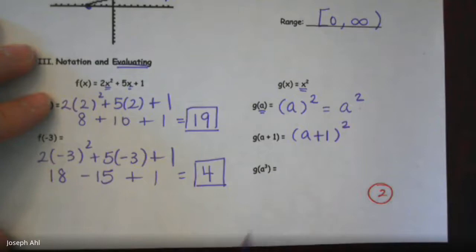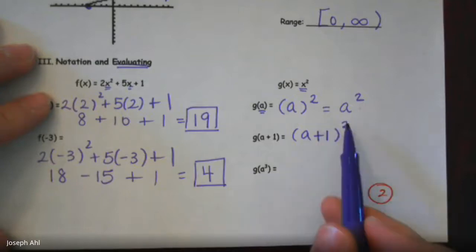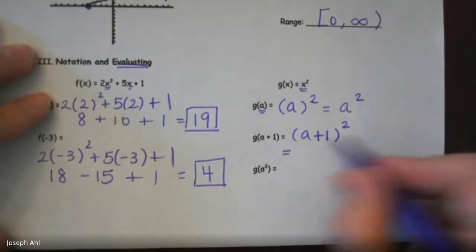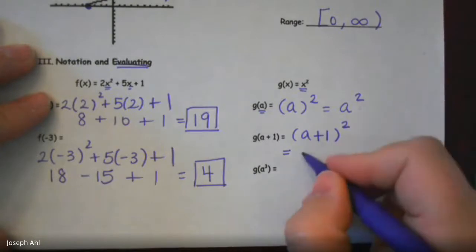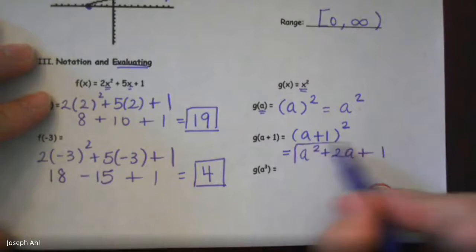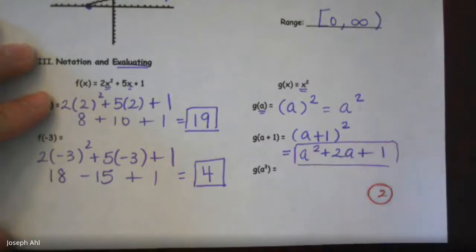Do not make that classic student mistake of distributing the square into the parentheses. That's illegal mathematics. The math police are going to come and get you, all right? But if you were to multiply this by itself with box method or any other method, the trinomial you would get is a squared plus 2a plus 1.